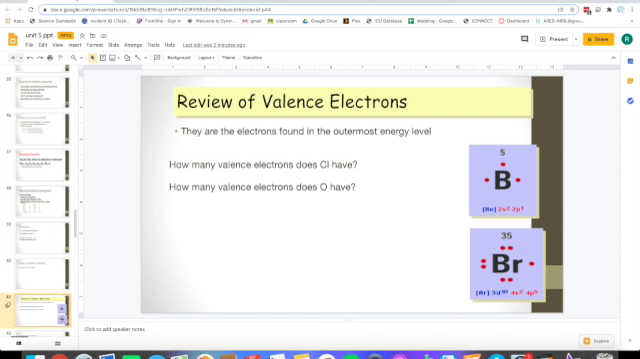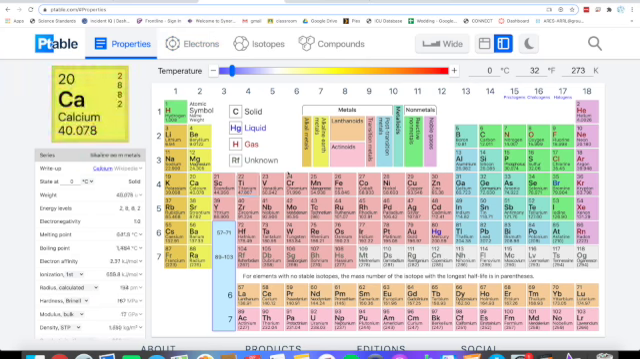So here, how many valence electrons does chlorine have? If we look at our periodic table, chlorine is right here. Since chlorine is in this column, a little cheat sheet, if you look at whatever number this is, just take the 1 off, and that tells you how many valence electrons. So chlorine's right here, so it has 7 valence electrons.